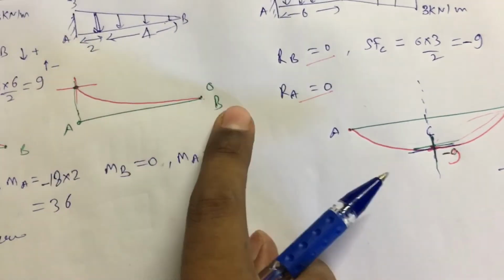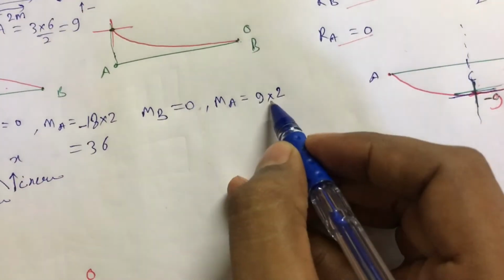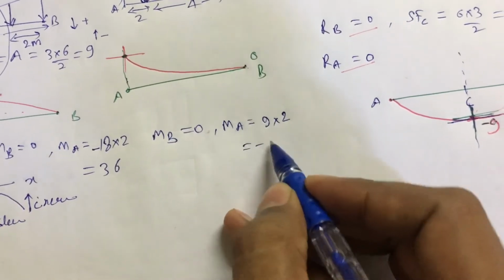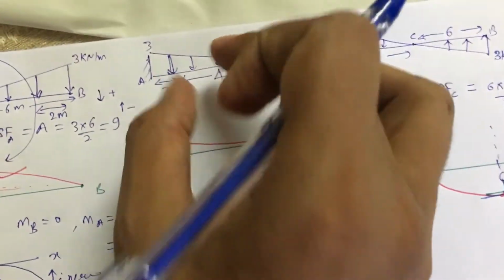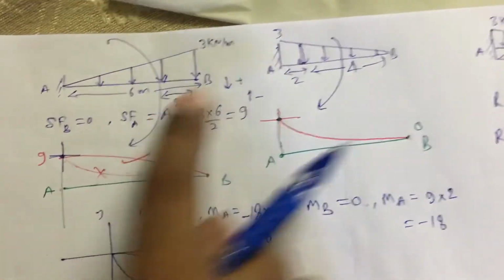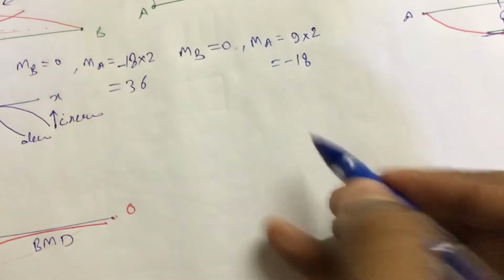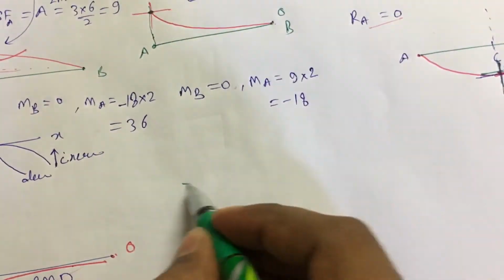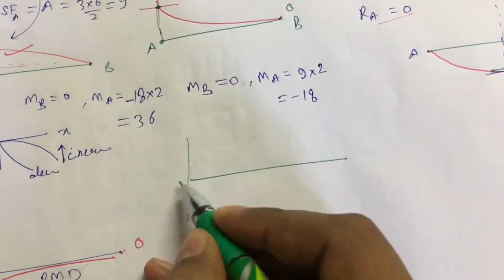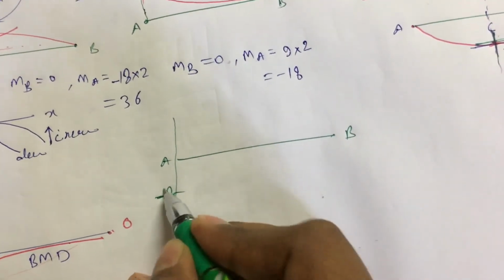Now here we have MA. Is this positive or negative? This is again negative, minus 18. Why? Because the whole thing will take the beam in this way, like in this case also this way, in this case also this way, so negative, got it? So draw the beam here. This is your point A, this is your point B, and this is your minus 18.